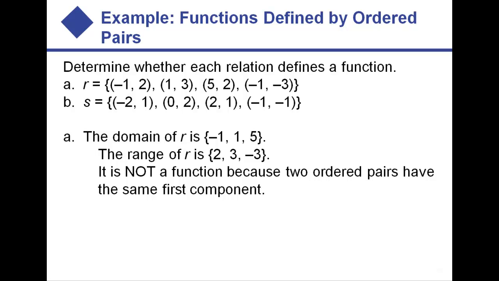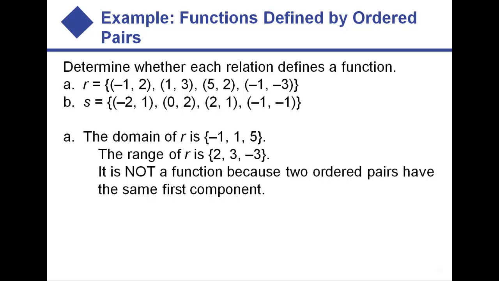So with the first example, r, you can see that you've got -1, 1, 5, and -1 as your input. So there's your domain of -1, 1, and 5. You don't list the -1 twice. The range is all the outputs of 2, 3, 2, and -3. Again, you don't list the 2 twice. And it's not a function because two ordered pairs have the same first component.